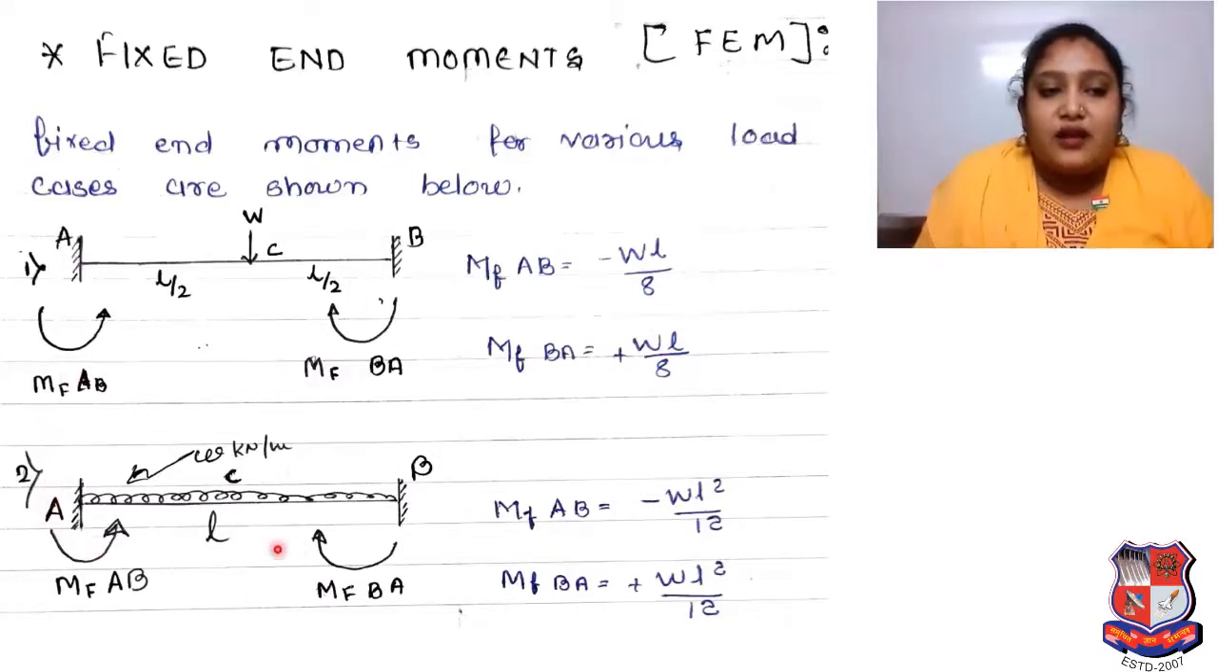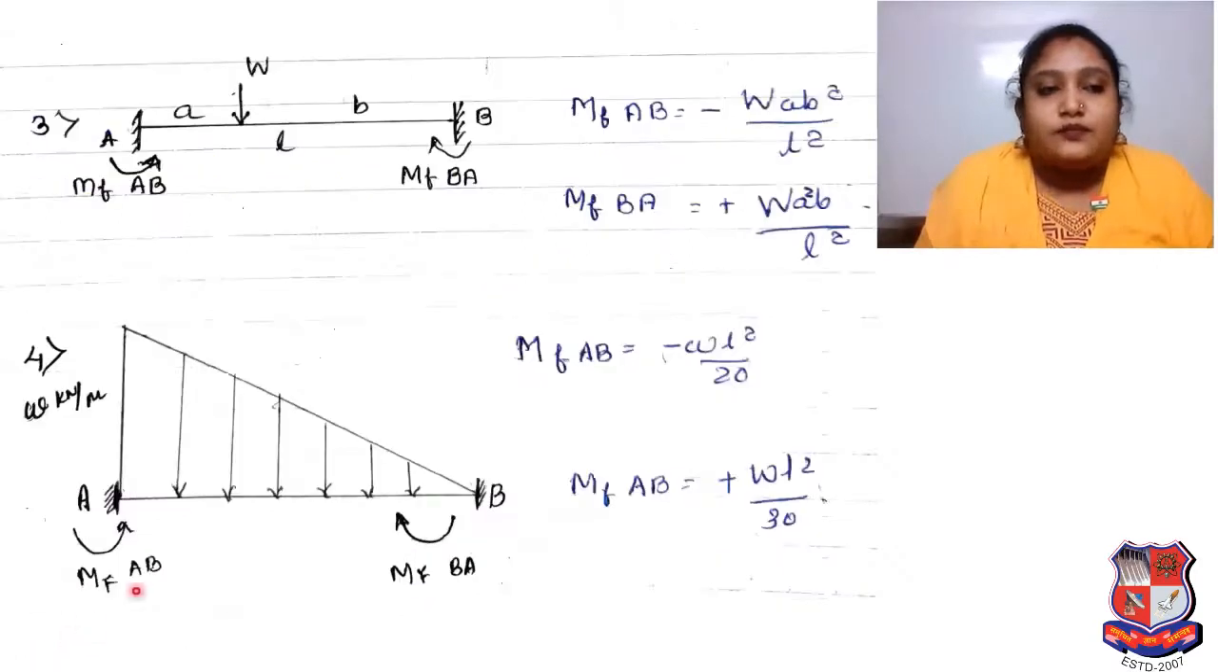Here fixed beam, UDL on entire span L, moment is generated at the end. So fixed end moment for AB is minus WL square by 12. Why? Because it's a UDL. For fixed end moment for BA, it is a clockwise moment, and it is UDL, so opposite to this it will be positive WL square by 12.